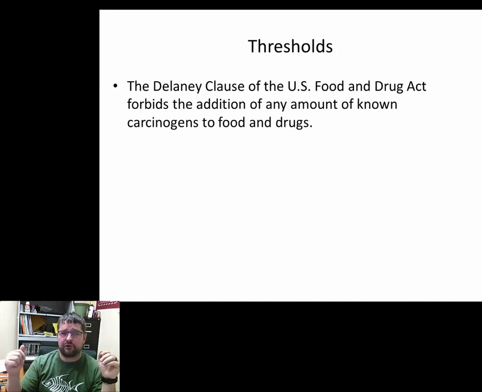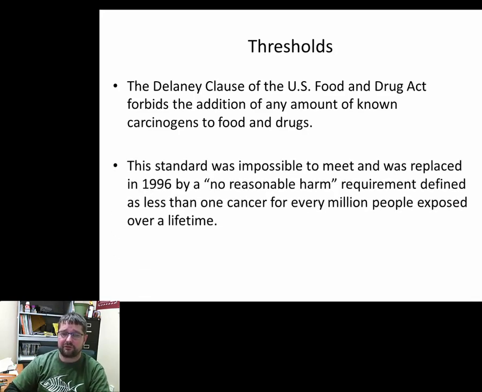This was passed at first. Basically, if we know it's a carcinogen, it can't go into food and drugs. Well, that's not possible. It's impossible to meet that standard, and it was replaced in 1996 by a no reasonable harm requirement. So now instead of any amount, it's been replaced with no reasonable harm: less than one cancer for every 1 million people exposed over a lifetime.